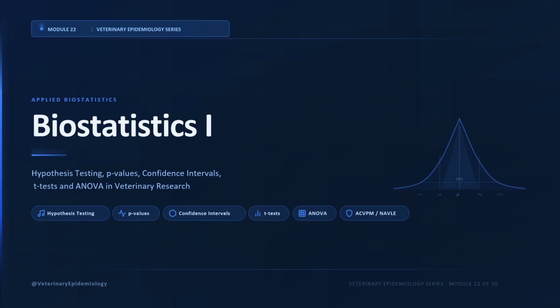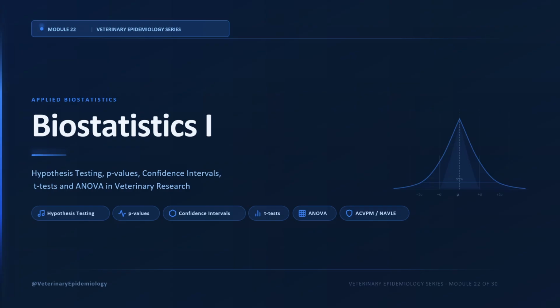This module is Applied Biostatistics 1, and it's honestly one of the most exam-relevant modules in the whole series. Today, we're going to demystify the statistics that show up everywhere in veterinary research and all over your ACVPM and NAVLE boards. We'll walk through hypothesis testing, p-values, confidence intervals, t-tests, and ANOVA.